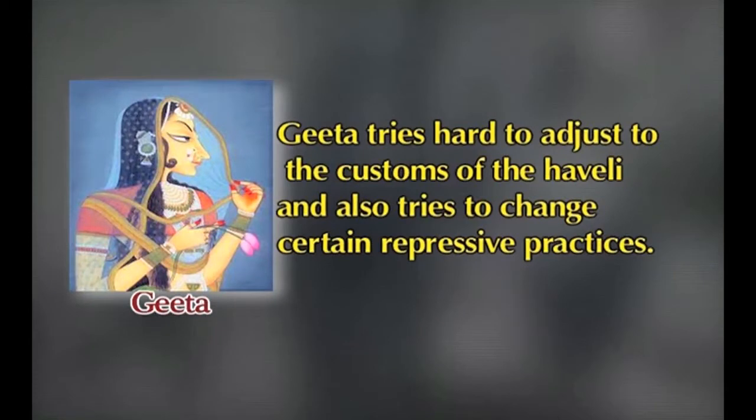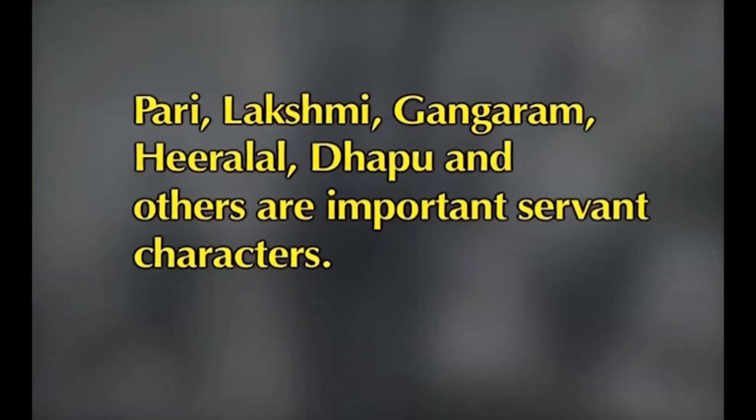The main character is Geeta, who tries hard to adjust to customs of the Haveli and also tries to change certain repressive practices. Her husband's character is minor but sympathetic. Her in-laws' characters are full of authority but compassionate. The servants form an important corpus of characters in the novel. Pari, Lakshmi, Gangaram, Hiralal, Dhapu and others are important servant characters who also move the story forward.